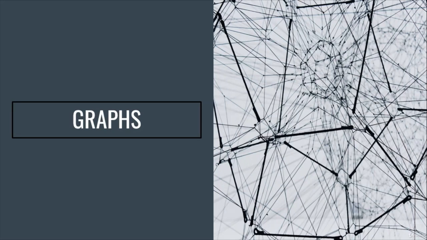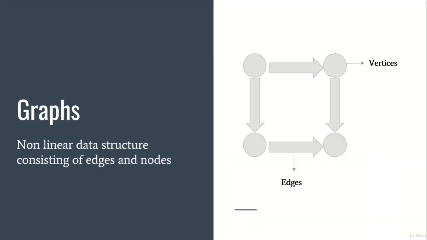Let us today discuss the graphs. A graph is a non-linear data structure consisting of nodes and edges. The nodes are sometimes also referred to as vertices, and the edges are lines or arcs that connect any two nodes in the graph. The definition of graph is as follows.